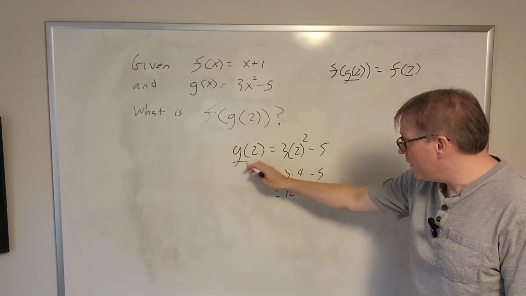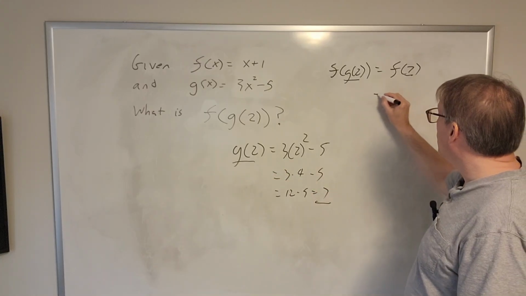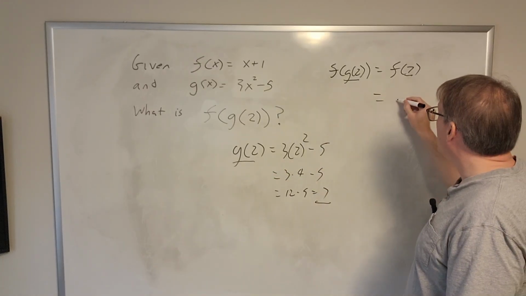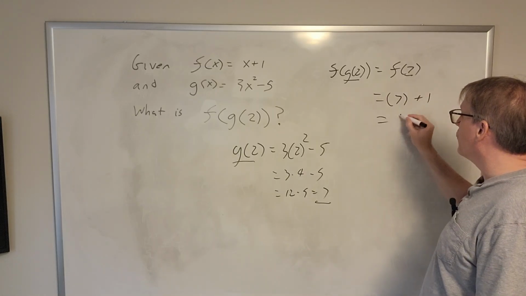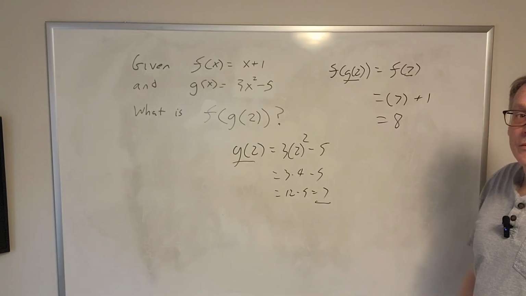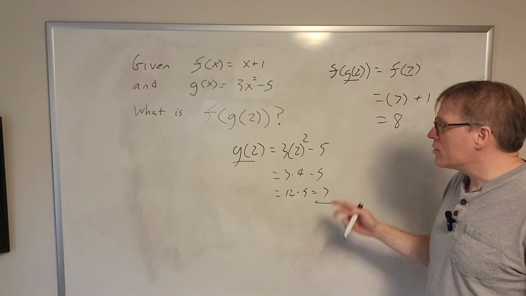g of 2 is 7. So what's f of 7? That's going to be 7 plus 1, which is 8. That's it. Okay, so these are easier.